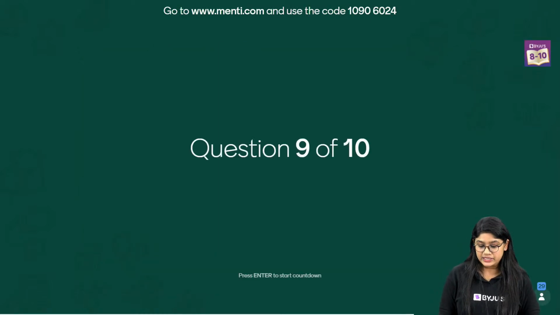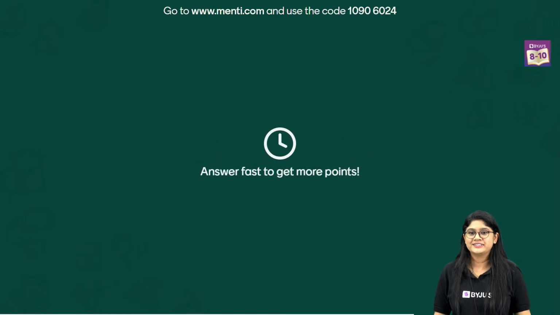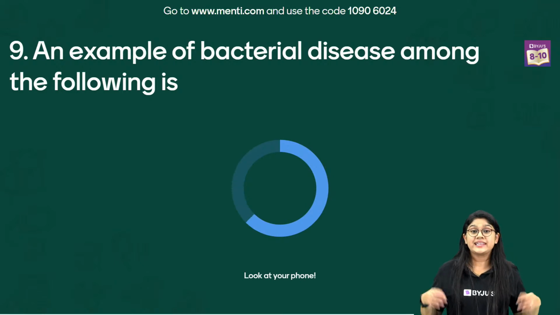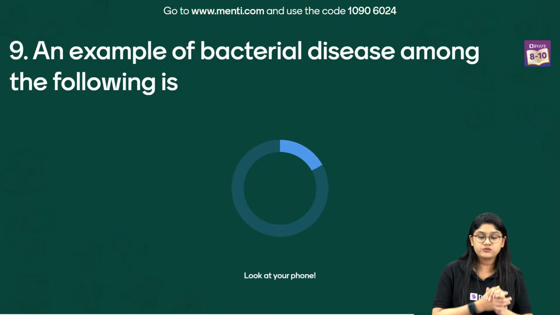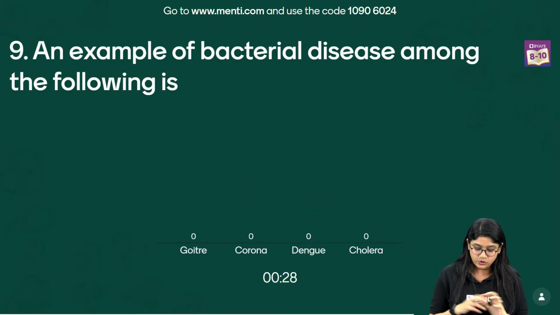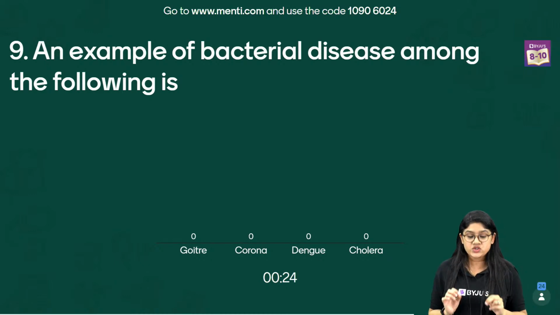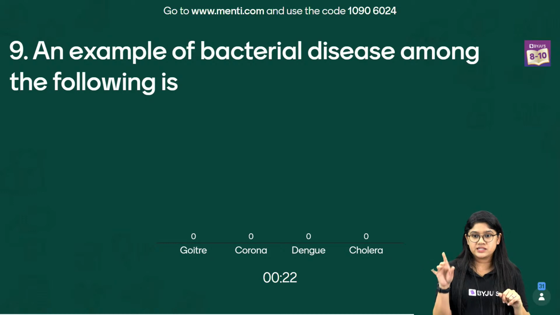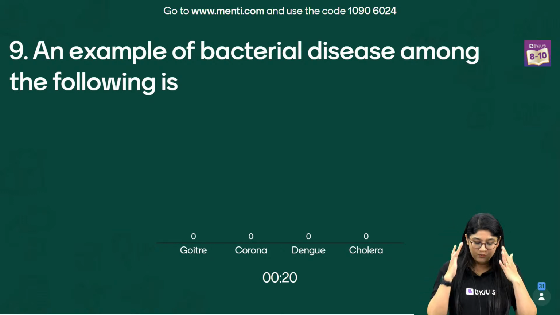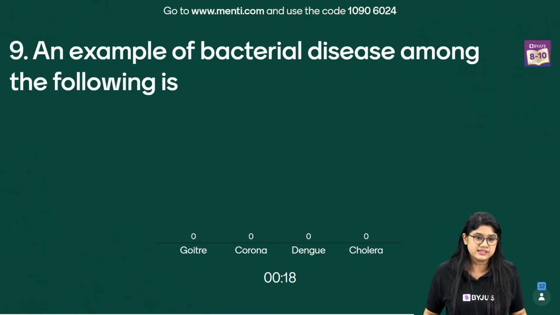And we will be looking at question number 9. So we have 2 more questions with us. And here we have the question. An example of bacterial disease among the following is: goiter, corona, dengue, and cholera. Which is the bacterial disease? Interesting question, right? We just have to identify the bacterial disease.